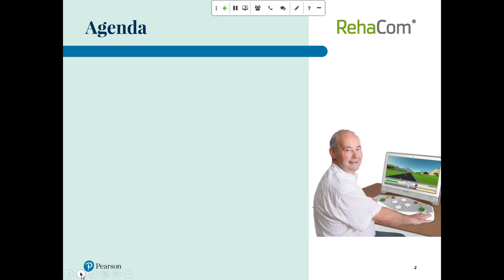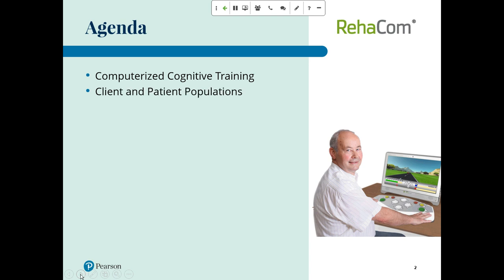Our agenda today is as follows. We will look at the subject of computerized cognitive training. Why cognitive training and what is the background to it? I will explain that in some detail. We also will look at the different client and patient populations that can be served by the RehaCom program and the role that clinicians play in monitoring and supervising the implementation of this program.